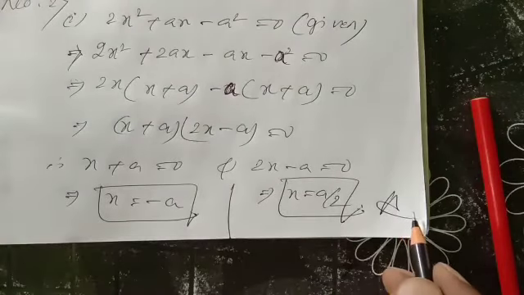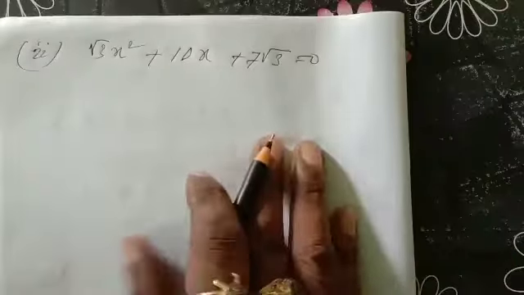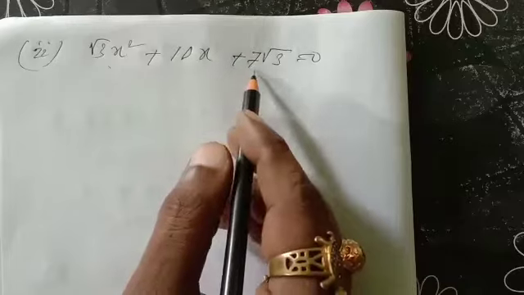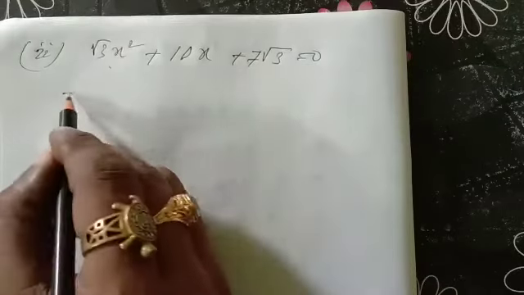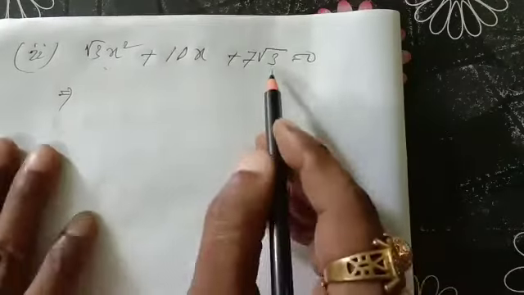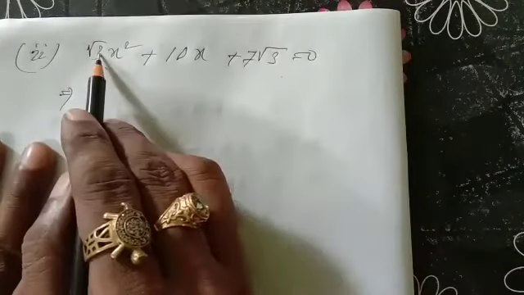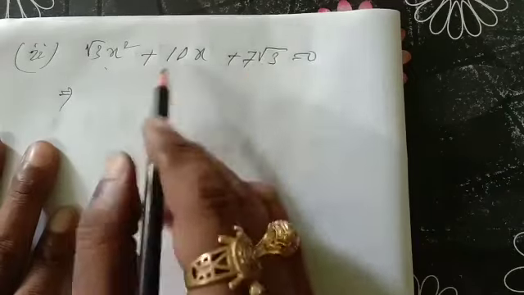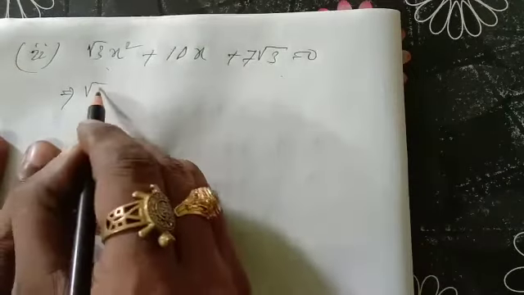Let us see number 2 second part. Just see the second part question, given root 3 x square plus 10x plus 7 root 3 equal to 0. You have to apply middle term factorization. That means multiplication is 7 root 3 into root 3. That means this will be 7 3 21. Multiplication 21, addition is 10. So what are the numbers?